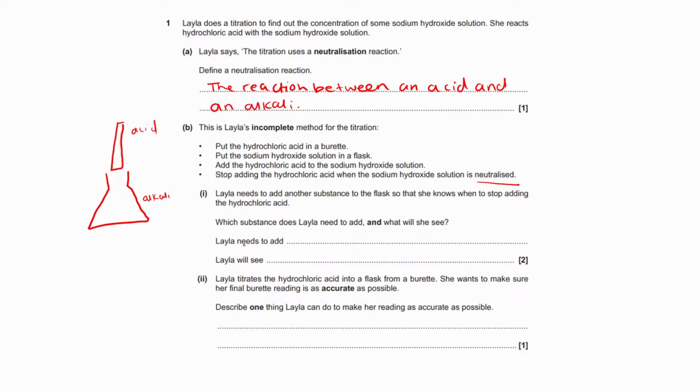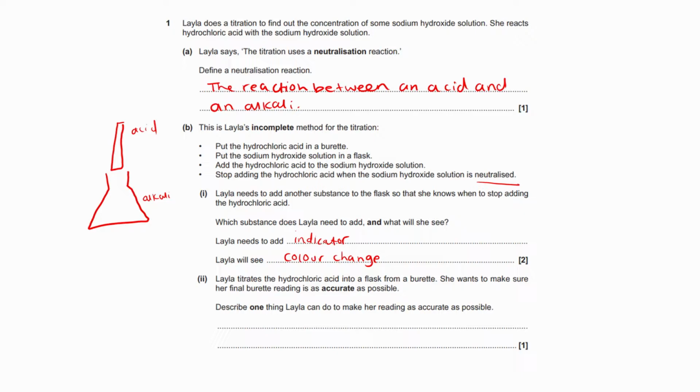So Layla needs to add something that changes colour based on the pH, okay, and that is called an indicator. So if you just write indicator, that would give you the mark. So an indicator is a substance that changes colour based on whether it's in an alkali solution or in an acidic solution, okay. And what will she see? She will see a colour change, okay. So we need that because it will help us to identify when the alkali has been neutralised by the acid, or the other way around. So you'll see a colour change when neutralisation happens.